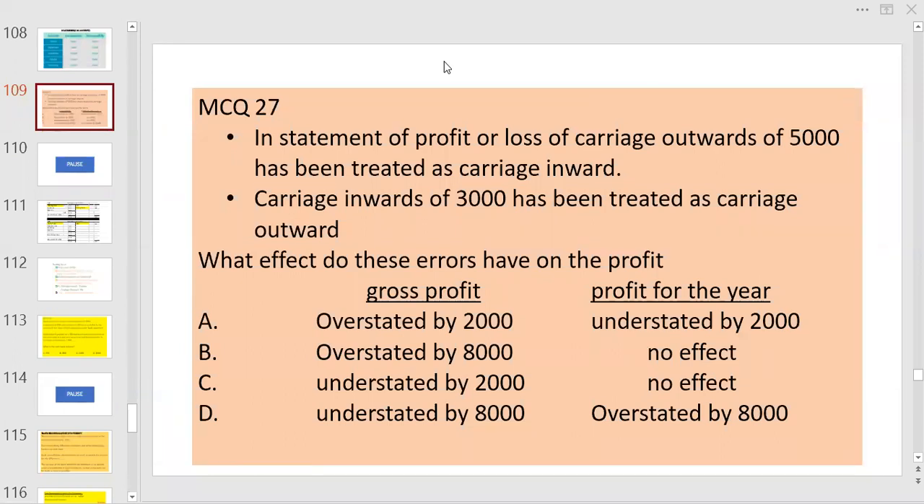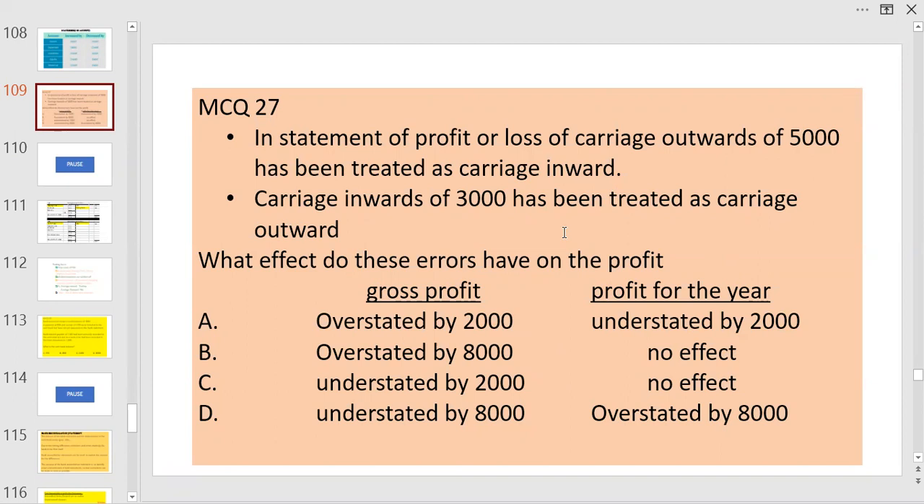Now, let's go to the next question, which goes as, in a statement of profit and loss, carriage outward of 5,000 has been treated as carriage inward. Carriage inward of 3,000 has been treated as carriage outward. What effect do these errors have on profit? They have given what will happen to the gross profit, what will happen to the net profit. Various options are given. So this is a trading account question.